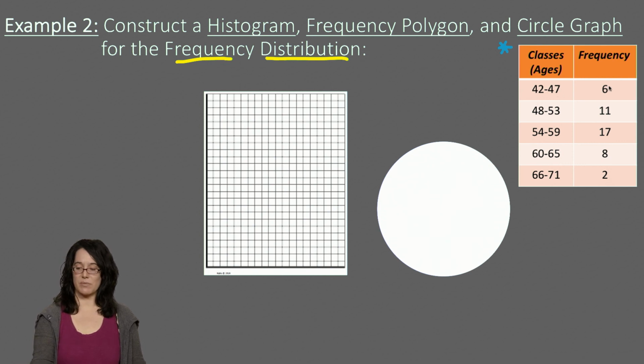47, and we had 6 people in that category. Then ages 48 to 53, we had 11. Ages 54 to 59, we had 17. Ages 60 to 65, we had 8. And ages 66 to 71, we had 2. Okay, so these were those presidents again, it looks like.